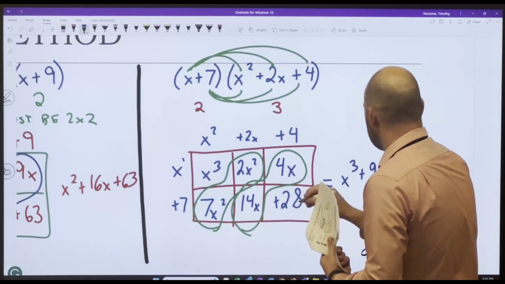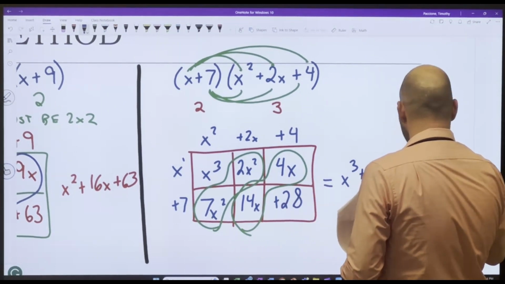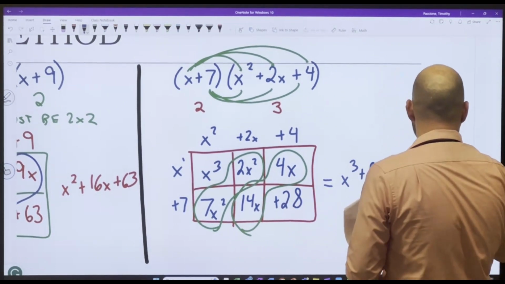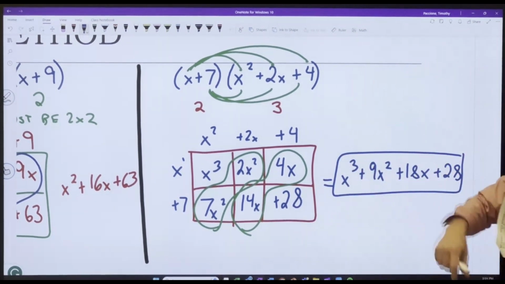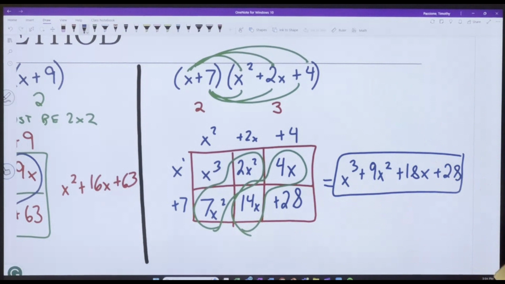These two are together, so that's 18x. And this one's by itself, so plus 28. And there you go. You have your answer, right? You just did a pretty complicated multiplication of a binomial times a trinomial using your box method.